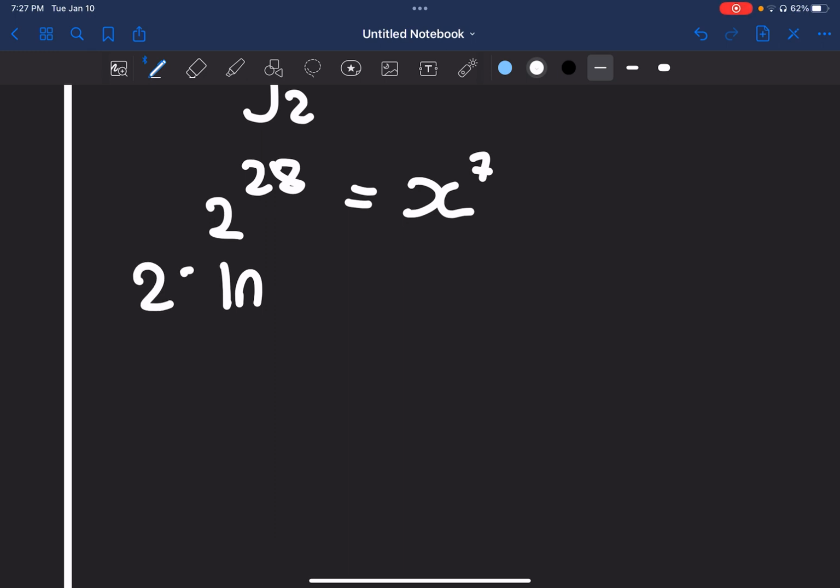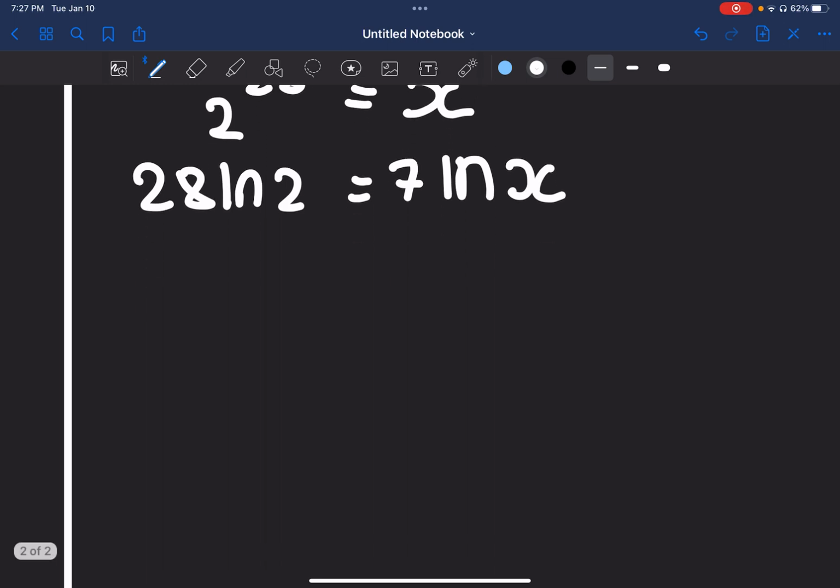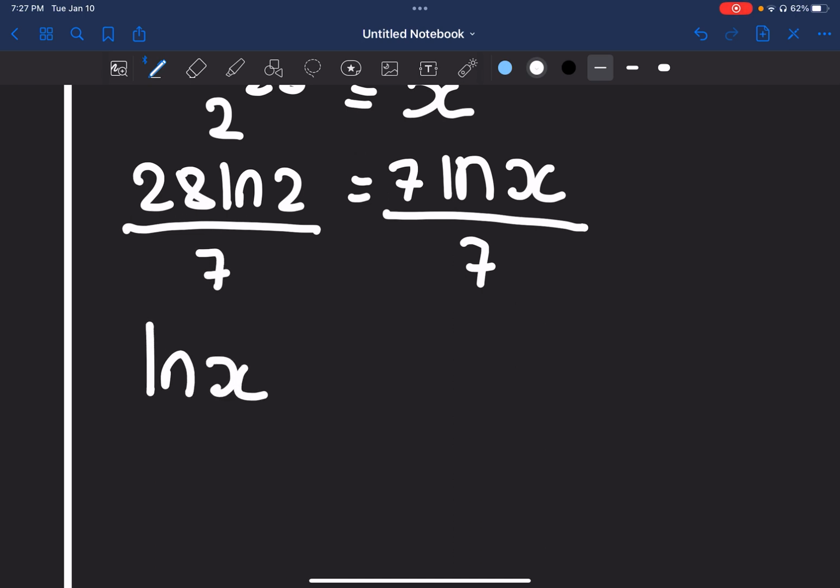So we'll have 28 ln 2, and that will be equal to, now if we took 28, which is a power, and put it in front of the natural log of the base, what will we do for the second part? You tell me. That's right, we'll have 7 ln x. Now for simplicity's sake, we can just divide by 7 so that we have ln x. So now we know ln x is equal to 28 ln 2 over 7.